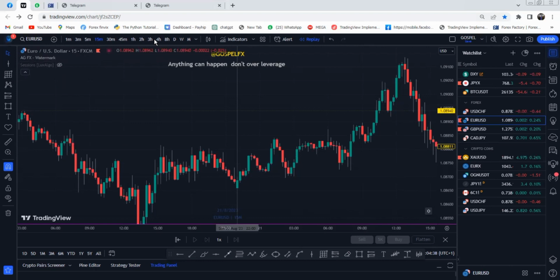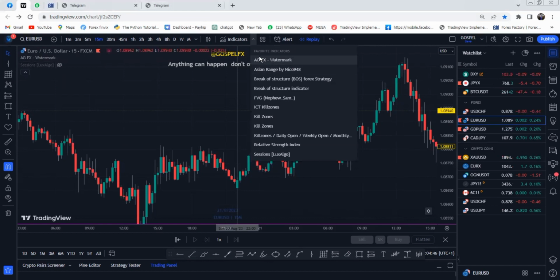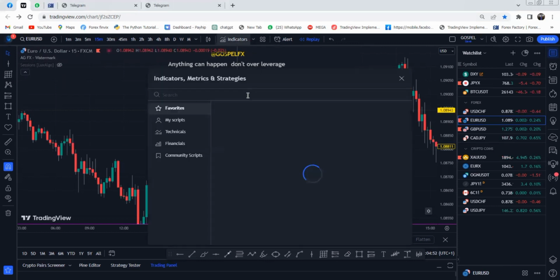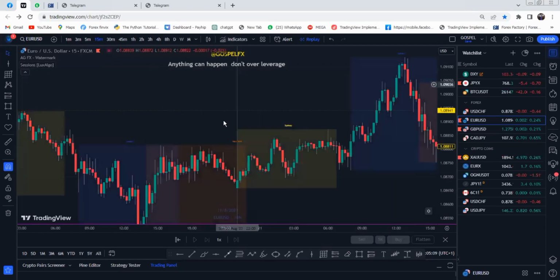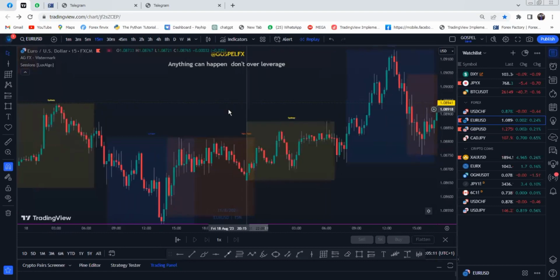There are actually so many indicators. If you go to indicators here, you can choose the indicator that you want, or you can just type from indicators. You can search Asian range. This one is for the Asian, but now we want to look at sessions. So you can type sessions and then you take the one by Luxalgo. If you click it, you should have this.